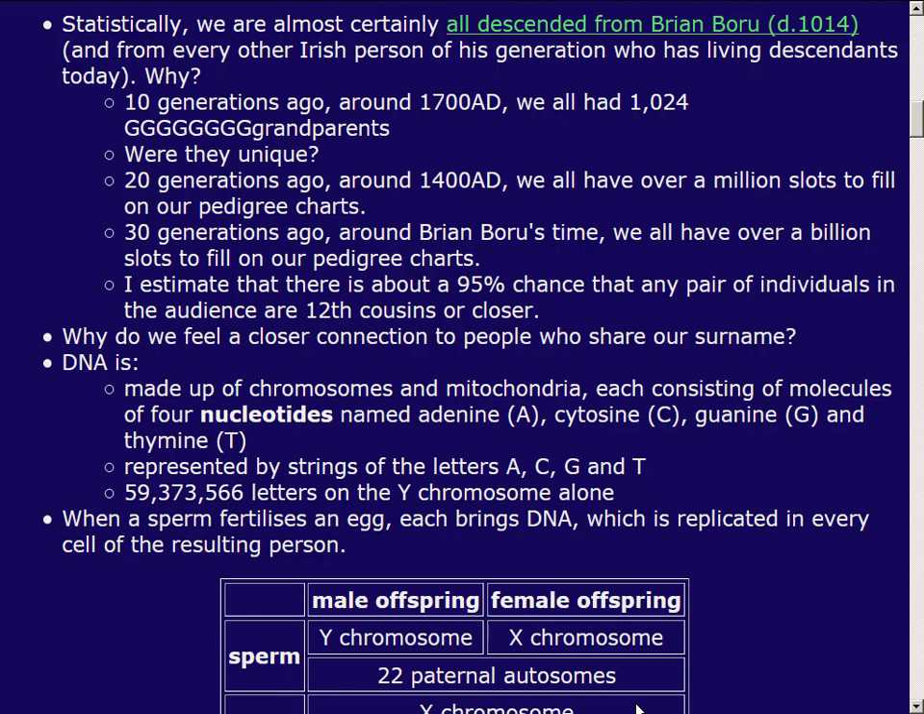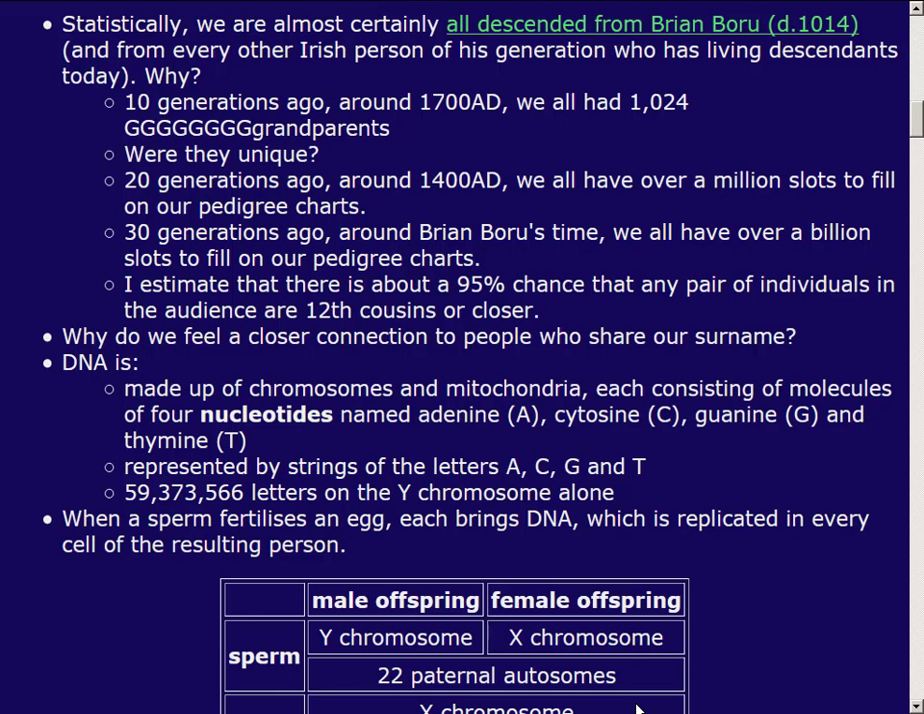If you go back 30 generations to Brian Boru's time, there are a billion slots to fill. There's nothing like a billion people in the whole world. Anybody who was alive 30 generations back and has descendants alive today is the ancestor of all of us here in this room. Assuming, because we're here as Clans of Ireland, we probably all have deep roots in Ireland. Migration to different continents would screw up the mathematics a little bit.